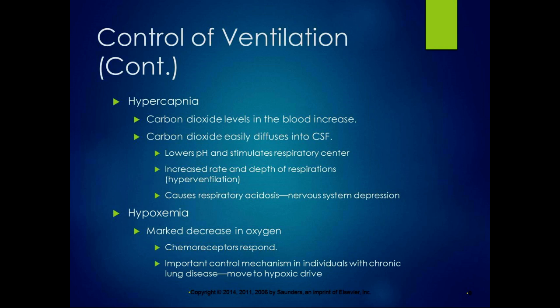Hypoxemia is a marked decrease in oxygen, and the chemoreceptors respond to that. So for people that have chronic lung disease, their hypercapnic response isn't working as well, and so that hypoxic drive is much more important for them to stimulate that inhalation cycle, which is why there's usually limits on the amount of oxygen they can be on. You can actually kill them with too much oxygen, which is ironic, actually.